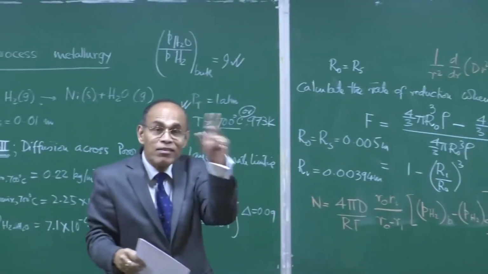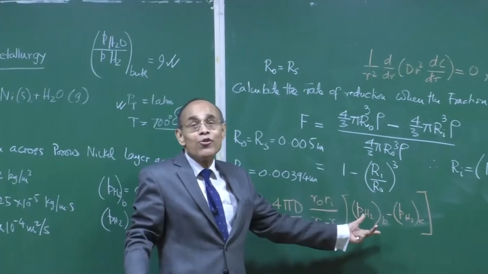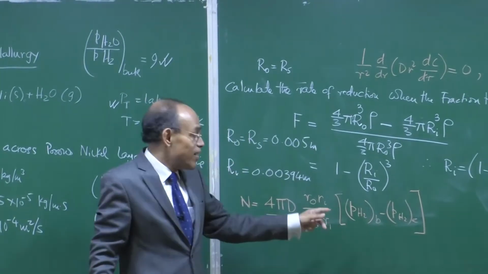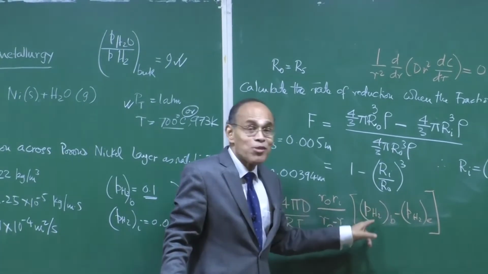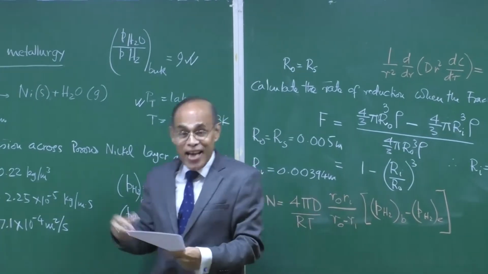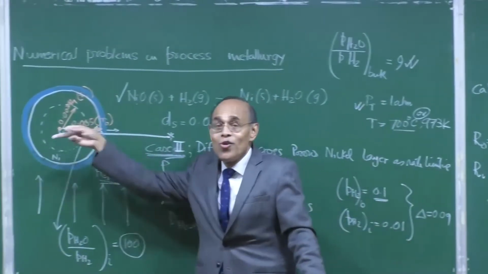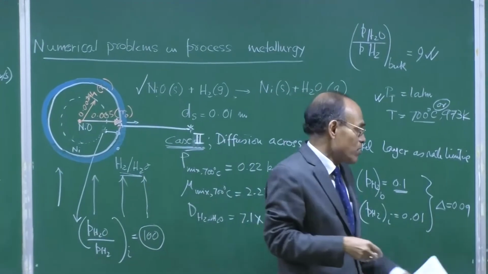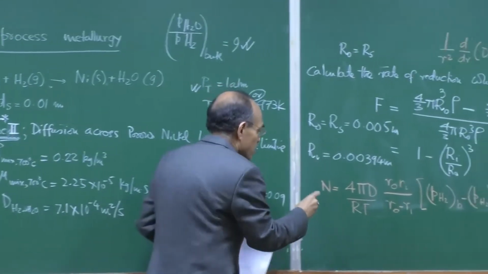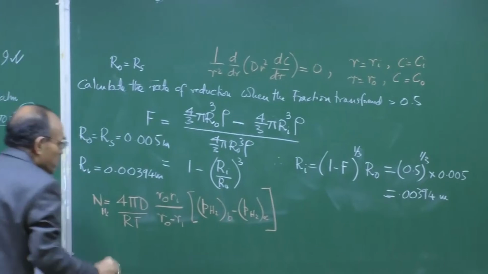If you look at the classical derivation for diffusion through a spherical shell, you will see that these terms appear with opposite signs. I have changed the signs deliberately to show that this is the inward diffusion of hydrogen gas into the system.